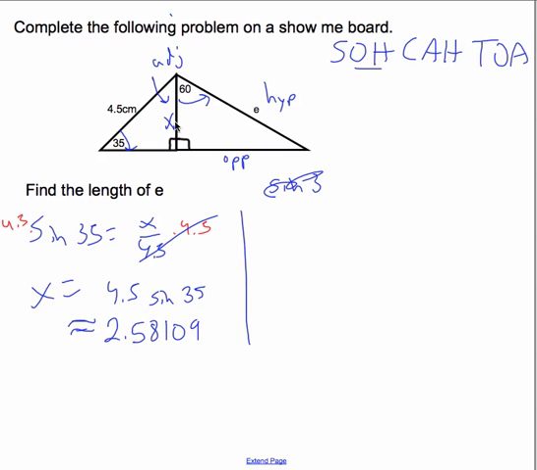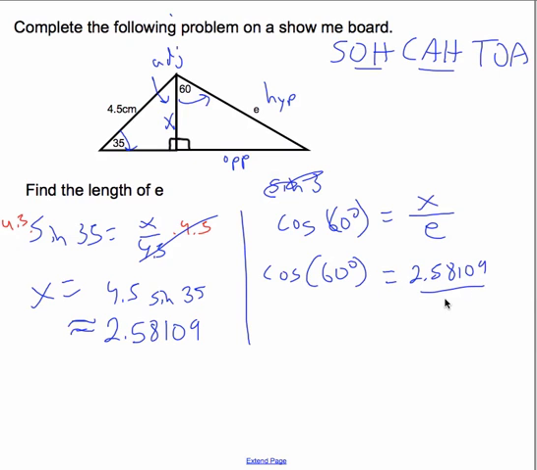Okay, so we have adjacent and hypotenuse here, so we're going to use cosine. So cosine 60 degrees equals x out of E. So cosine 60 degrees equals 2.58109 divided by E. So to solve this one, we're going to multiply both sides by E, and then we're going to divide by cosine 60.